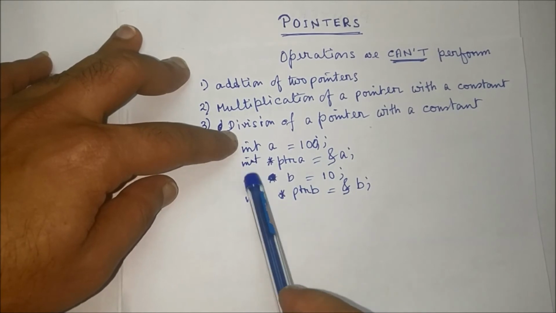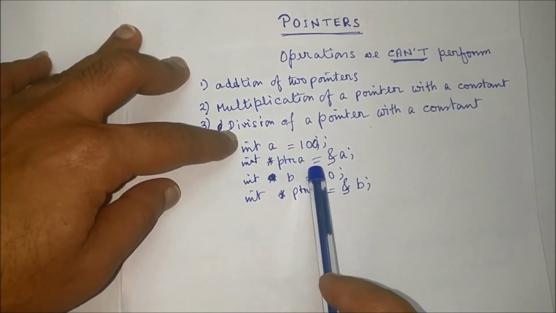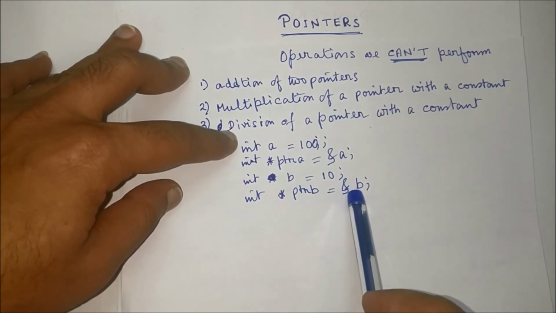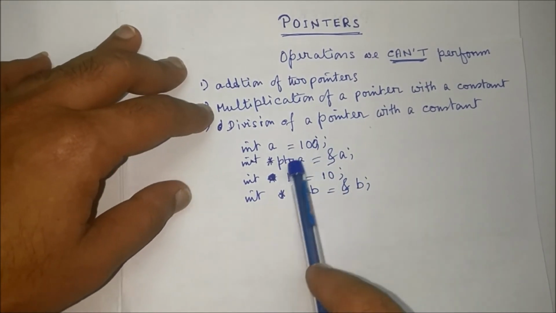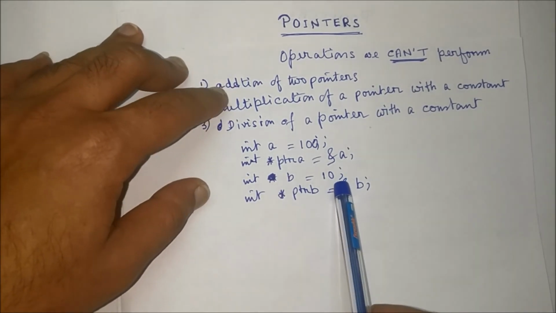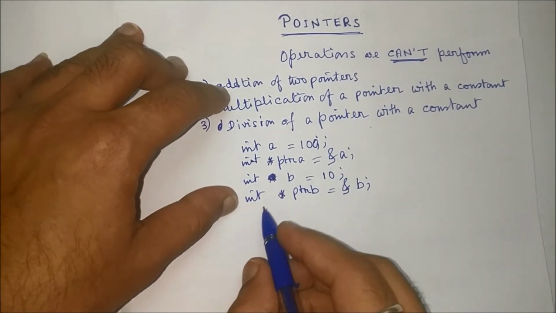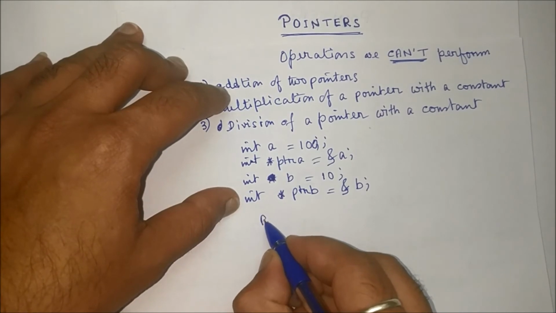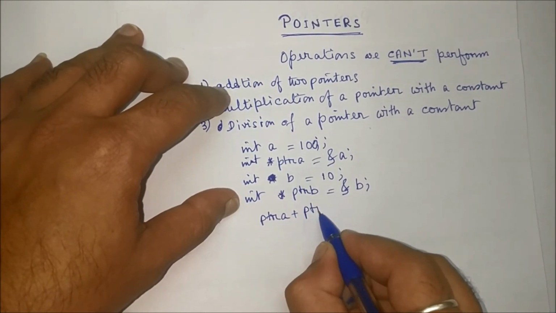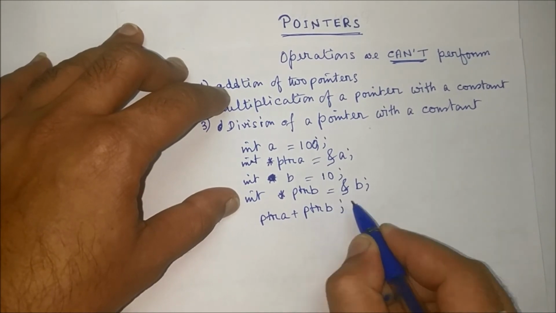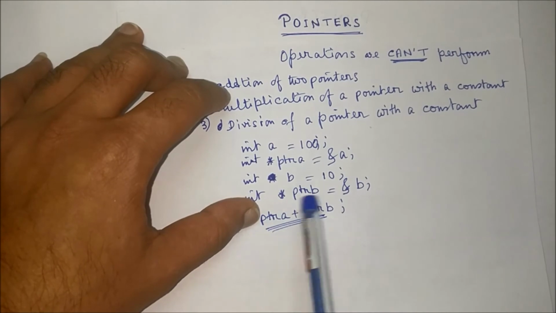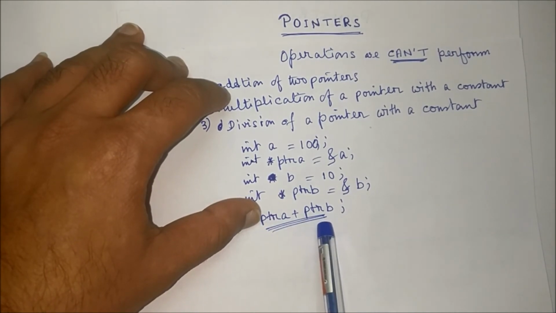written a few statements here. Integer a is equal to 100, pointer star ptr is equal to ampersand of a, b is equal to 10, and star ptr is equal to ampersand b. Now I am going to discuss that addition cannot be performed on two pointers. What does it mean? It means we cannot perform this operation, ptr a plus ptr b. This will throw a compilation error, because you are not allowed to add two pointer variables.